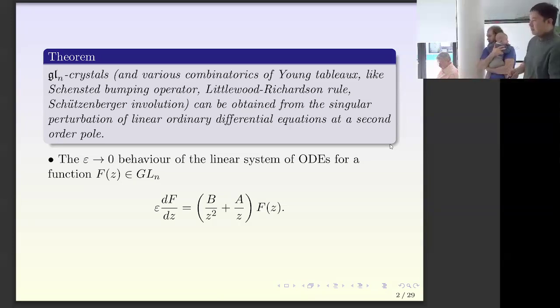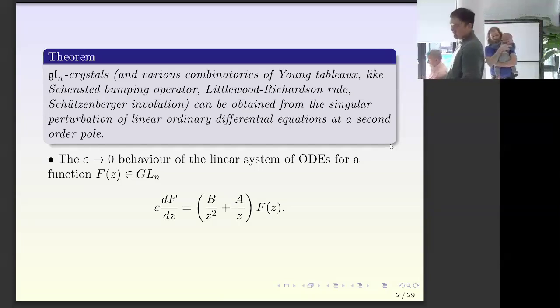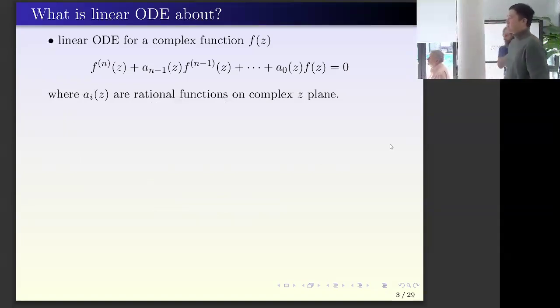So I hope to explain to you how the combinatorics information arises from the epsilon equals 0 behavior of this ODE. Okay, so this is my main statement, and in the next 15 minutes, let me explain all these terms. First, what is a linear ODE about? Because this is the integrability workshop, I may talk about some analysis.